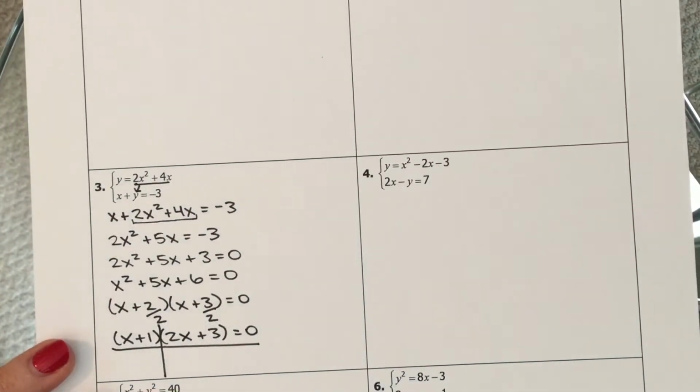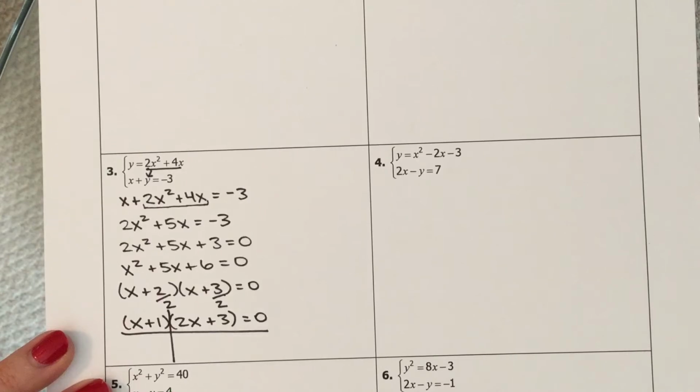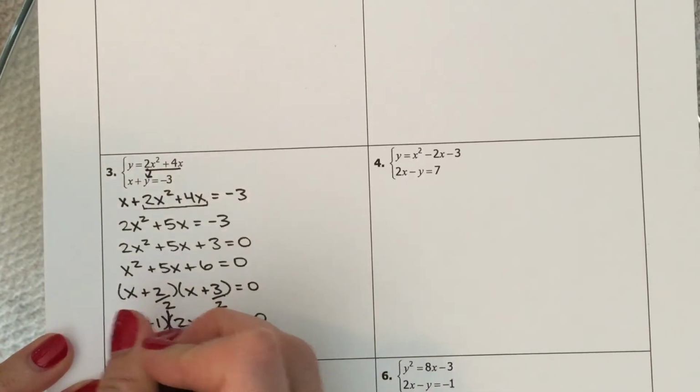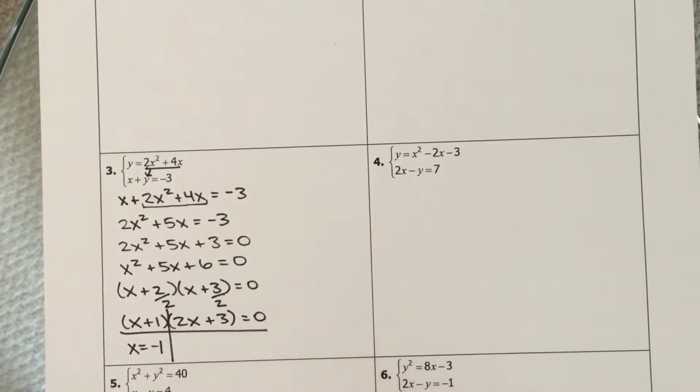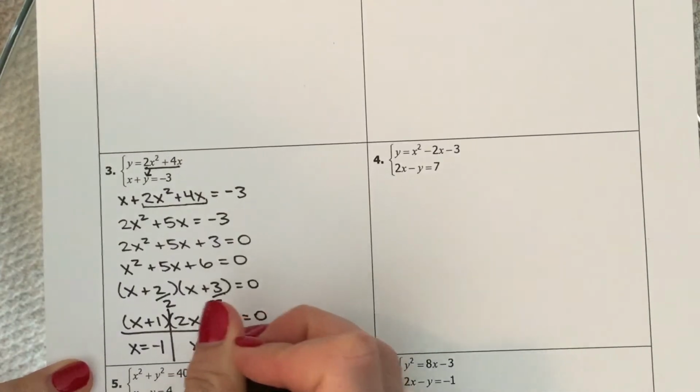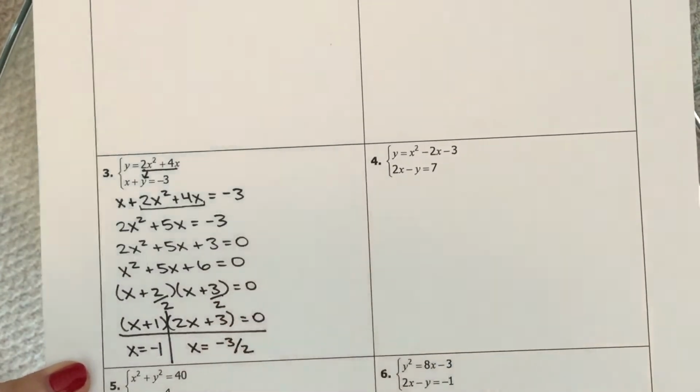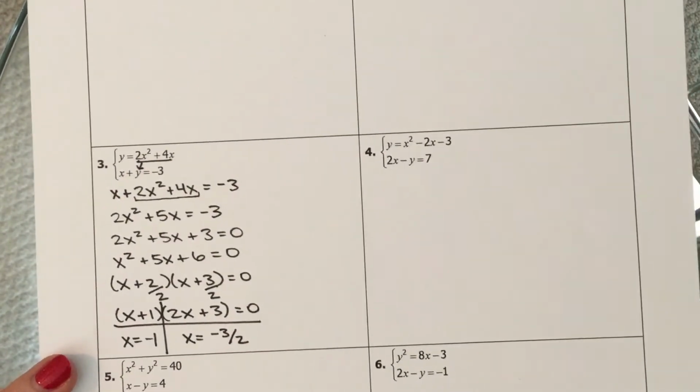Set them equal to 0. So when I take x plus 1 and set it equal to 0, I subtract 1 from both sides and I end up with -1. That's one answer. Second answer, I would start by subtracting 3, and then I would divide by 2. So subtracting 3 and then dividing by 2. That's my second answer. So I have 2 x values.